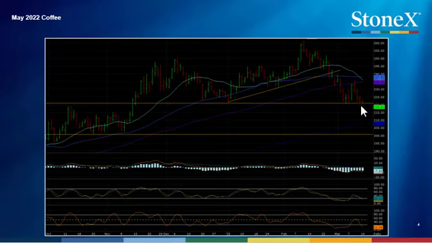What I'm waiting for again is a close below this support level. This will trigger an entry to the downside. Coffee can be volatile. You can see some of these big trading ranges that have occurred as of late. So what I like to do is look to the options market to get involved in this market.